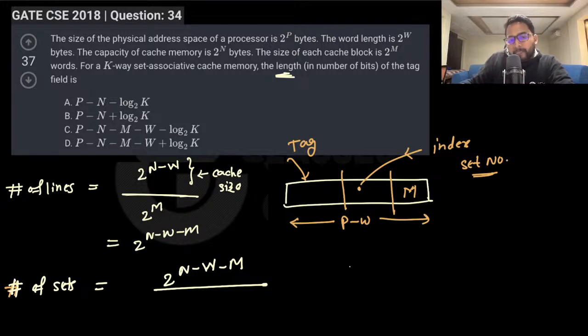It will be divided by k, not 2 power k, because it is associative, which is k. You can actually rewrite this k in terms of 2 power. Can you write this as log base 2 k?